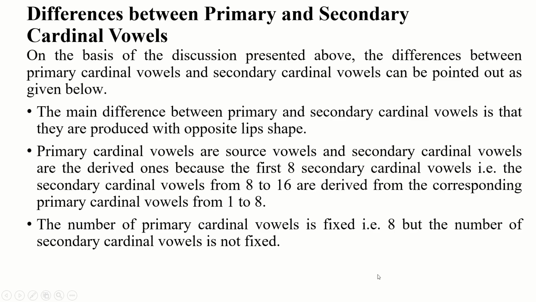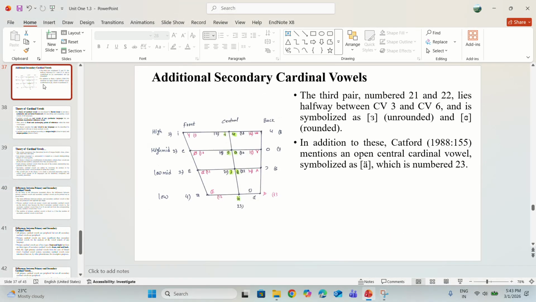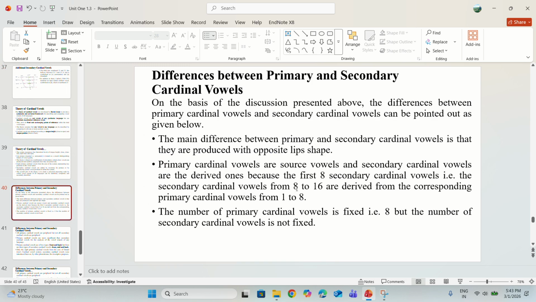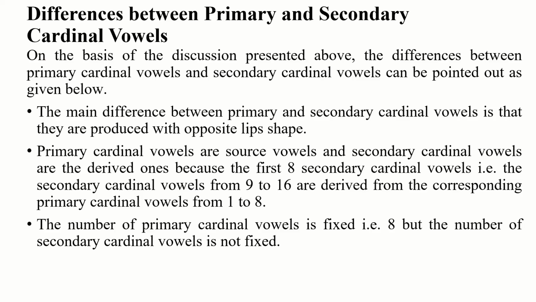Okay, let me correct it. 9 to 16, because up to 8 they are the primary cardinal vowels. Yes, 9 to 16 are derived from the corresponding primary cardinal vowels from 1 to 8. And the number of primary cardinal vowels is fixed, that is 8. But the number of secondary cardinal vowels is not fixed. This is another difference.